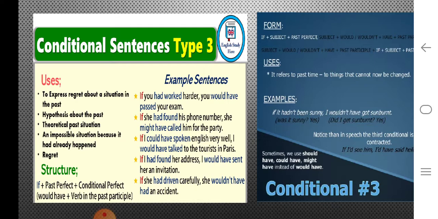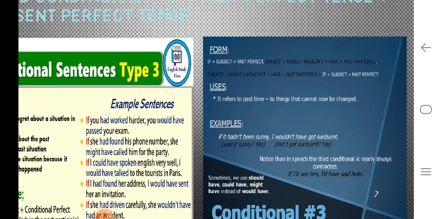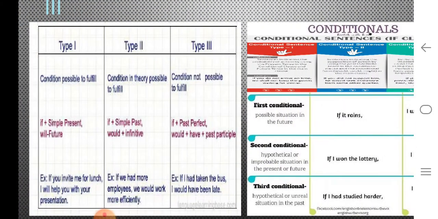Always remember, conditional 1, we spoke about possible events and things about the future. Conditional 2, we spoke about imaginary things in the present and future. And conditional 3, we are talking about something in the past. We refer to something in the past, things that cannot be changed now. So these were the conditional clauses for 1, 2 and 3.